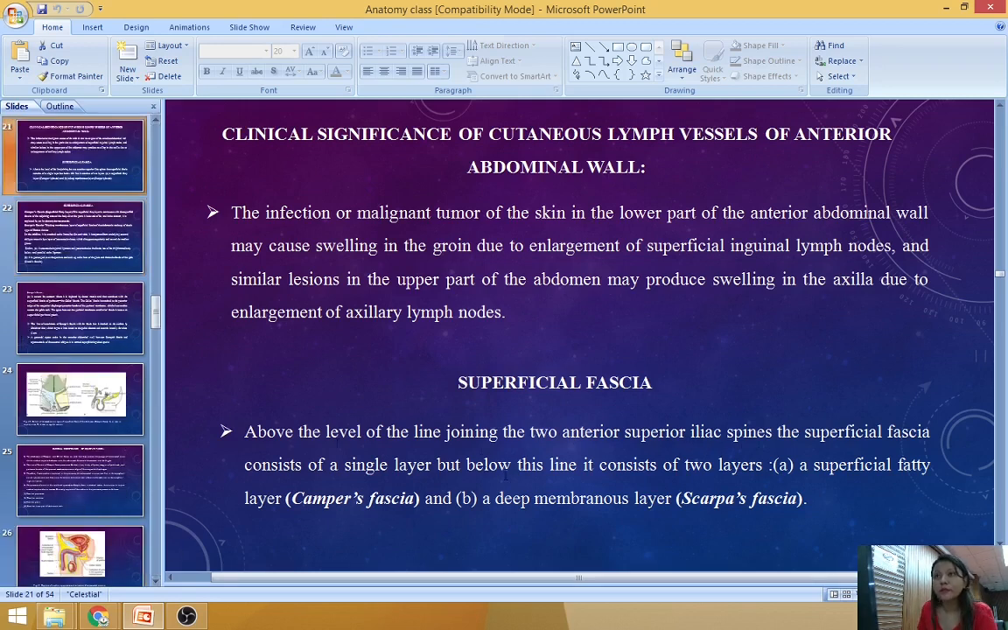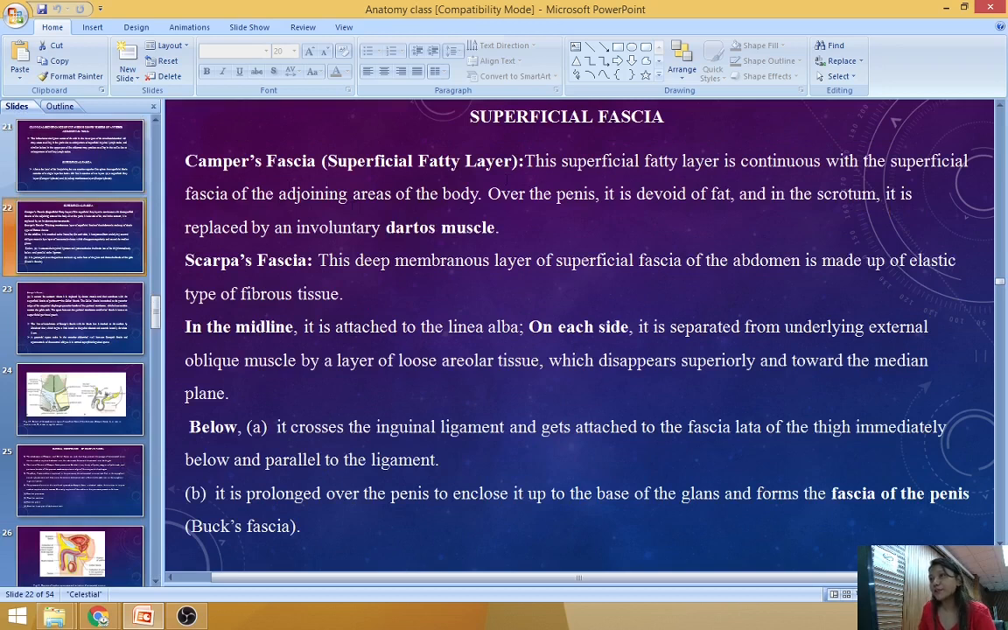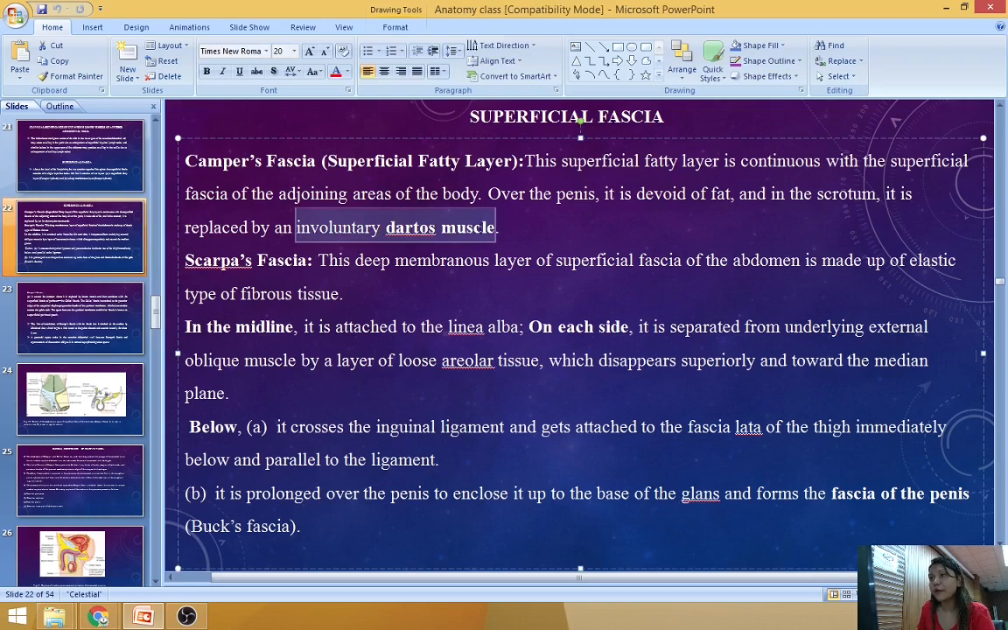Okay. Next, what is Camper's fascia? I have already told you, it is a fatty layer which is continuous with the superficial fascia of the adjoining areas of the body. Over the penis, mind you, it is devoid of fat, and in the scrotum, Camper's fascia is replaced by an involuntary muscle which is known as dartos muscle. Afterwards, when you study the lower limb or the groin properly, you will come across this dartos muscle. It is nothing but the superficial Camper's fascia which is replaced.